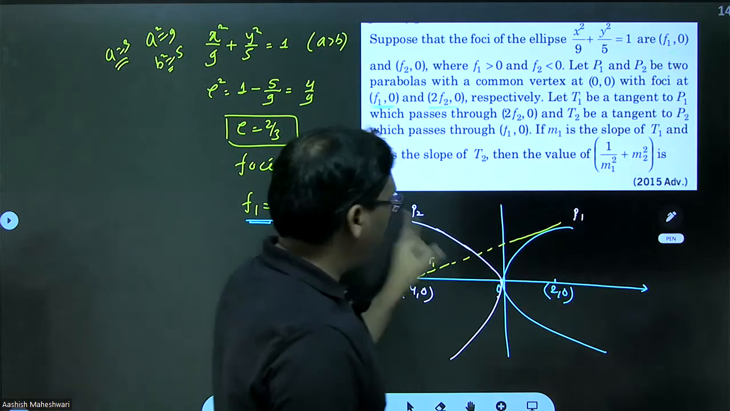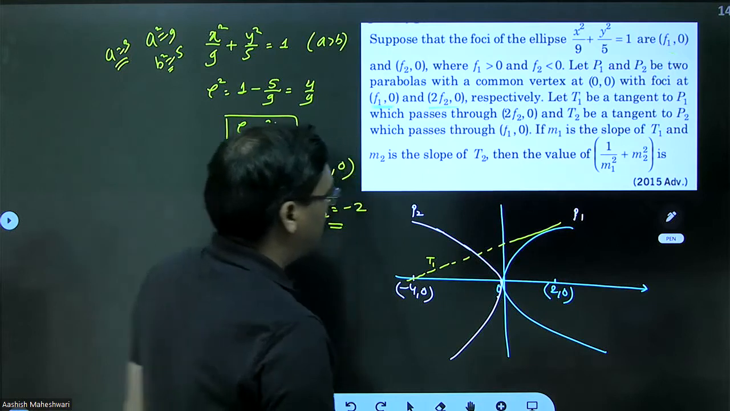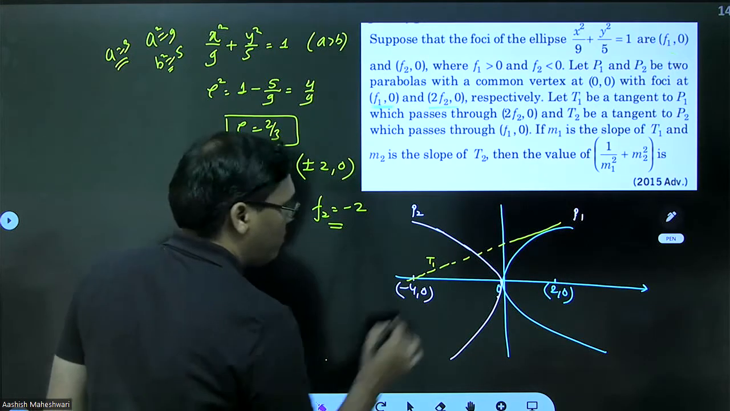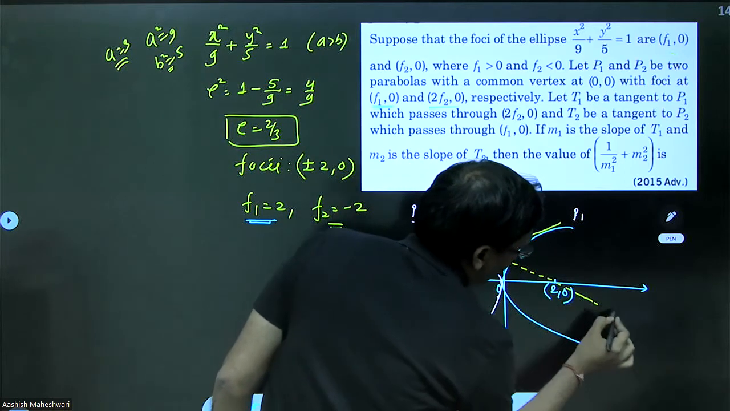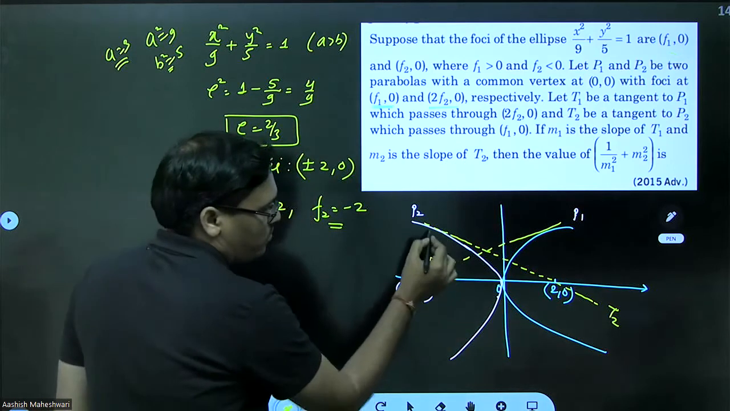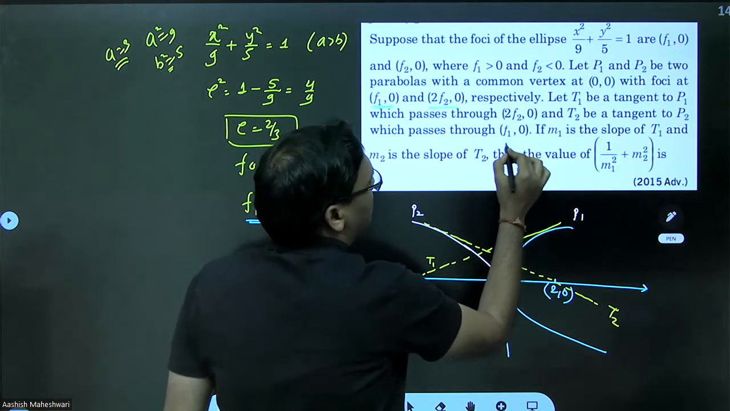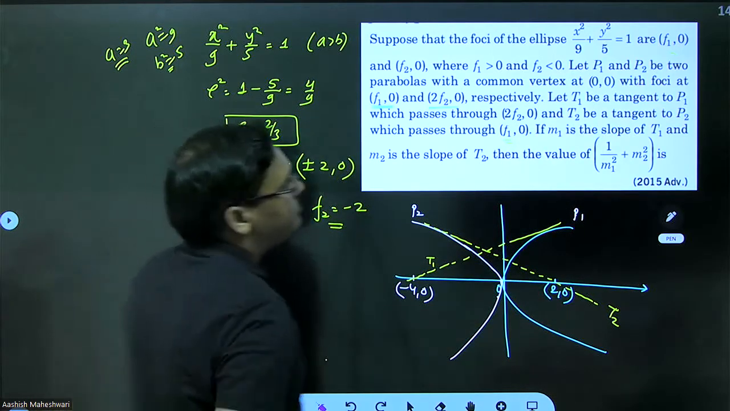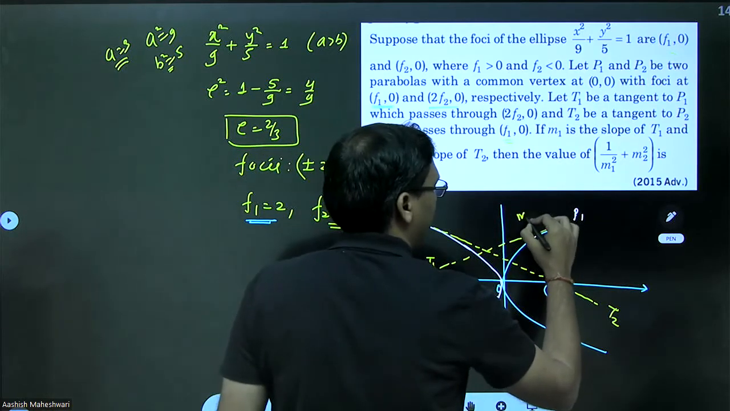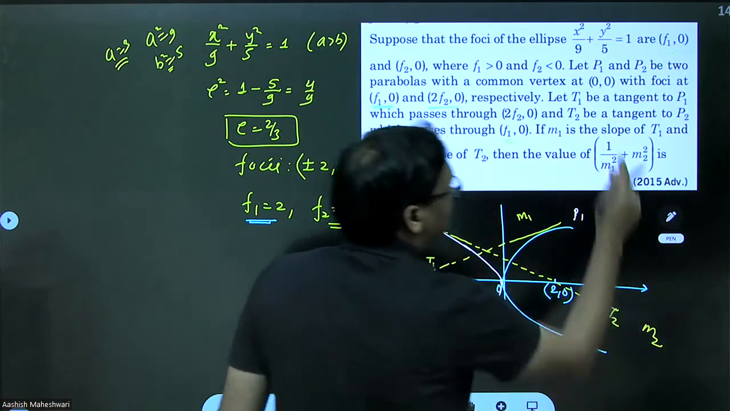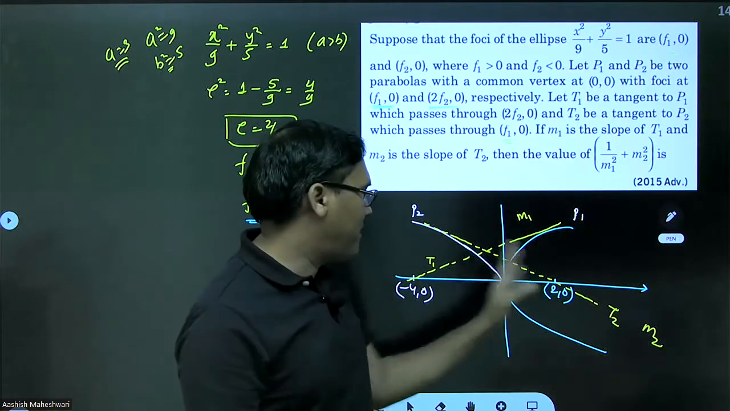T2 is the tangent to P2 which passes through F1 comma 0. F1 comma 0 is the focus of the first one, right? So this is the tangent T2, which is tangent to P2 and passing through this F1 comma 0. I have written the value here, right? M1 is the slope of T1, and M2 is the slope of T2. Then we have to find 1 by M1 square plus 1 by M2 square. So we have to find this.